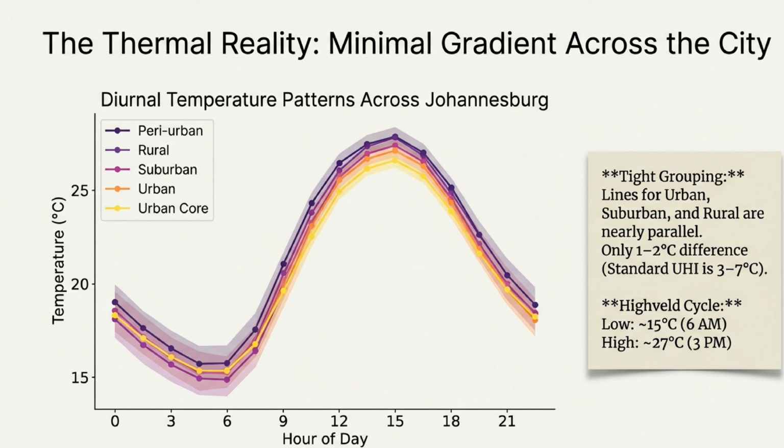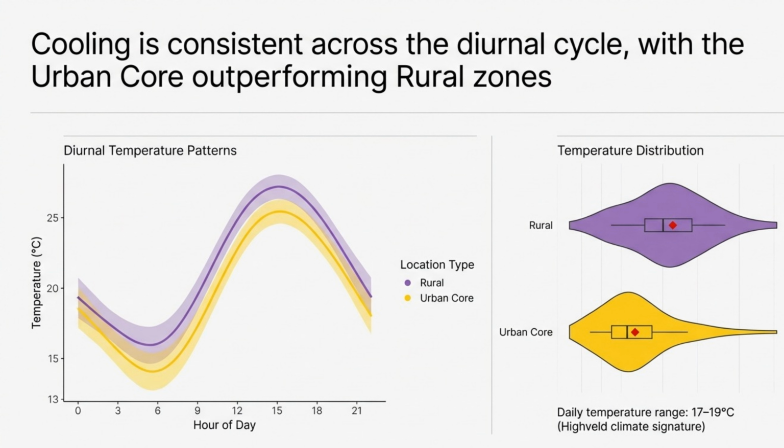All statistical analysis was done in R using the LCZ4R package, specifically designed for local climate zone research. This open source approach means anyone can replicate our findings. Now let's zoom into central Johannesburg to see the urban mosaic revealed by our LCZ classification.